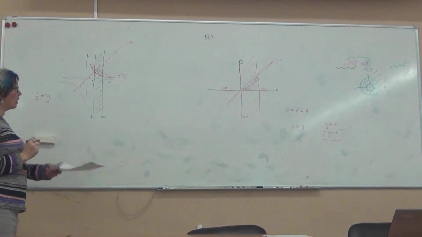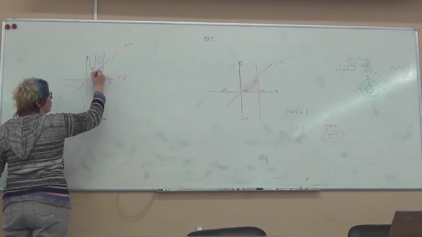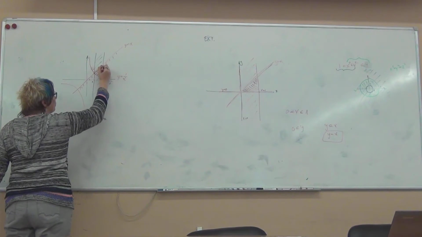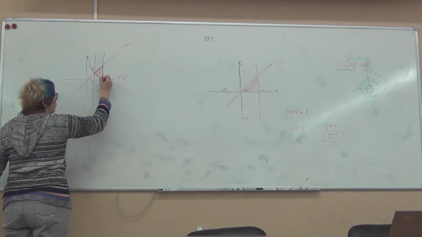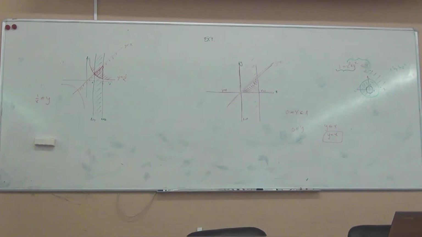So now we can see the actual domain. It's this part, a segment bounded by a straight line and a curve. So this is the domain. A very small bit of the plane, but the function is not defined anywhere else.